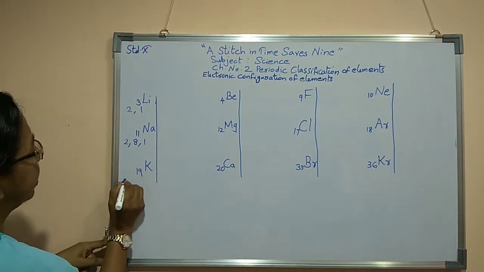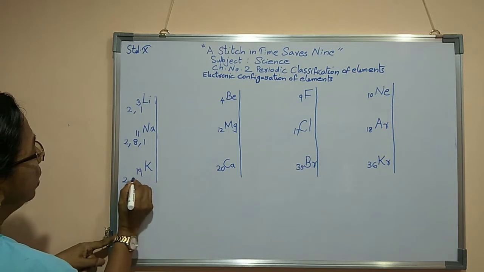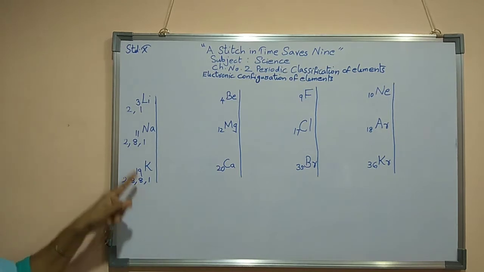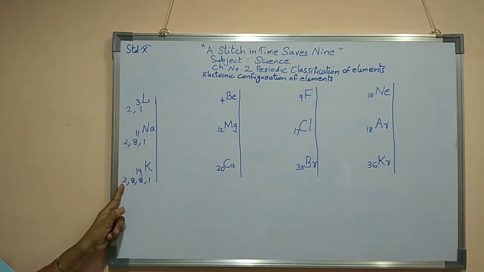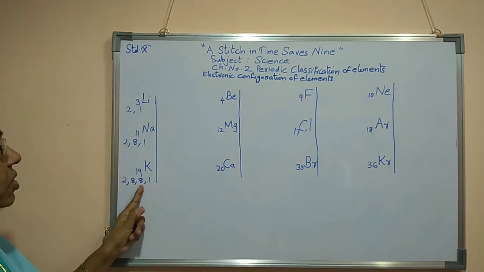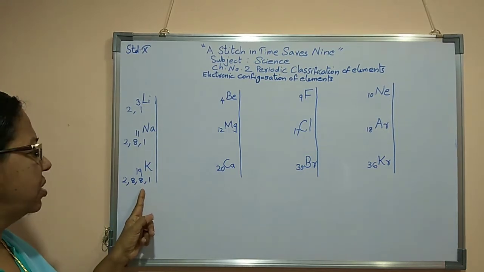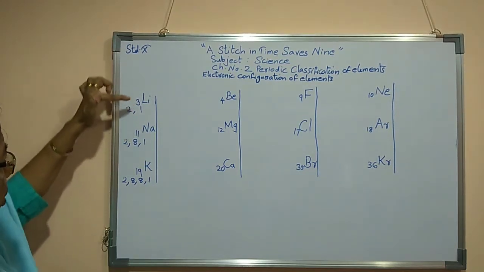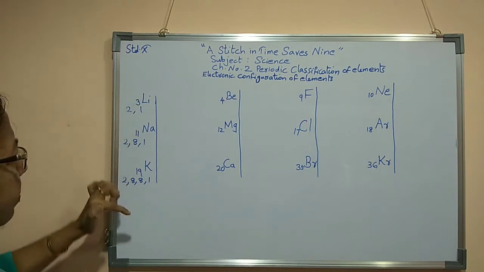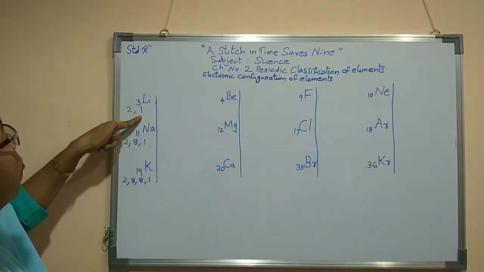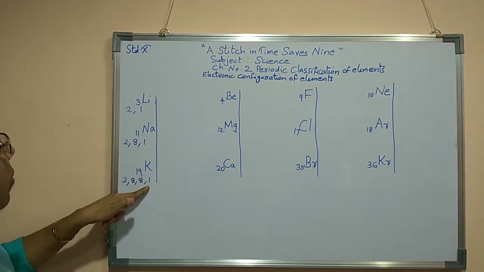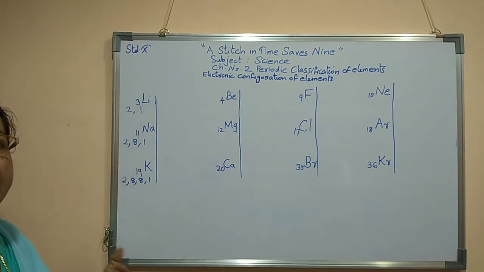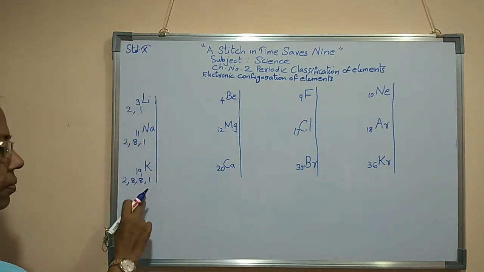Now potassium, its electronic configuration is 2, 8, 8, 1. So you see here, the first orbit has 2 electrons, the second orbit has 8 electrons, the third orbit has 8 electrons, the fourth orbit has 1 electron. When you compare the electronic configuration of these three elements, the outermost orbit has 1 electron, 1 electron, 1 electron. So the speciality of group 1 elements is that their outermost orbit has 1 electron.